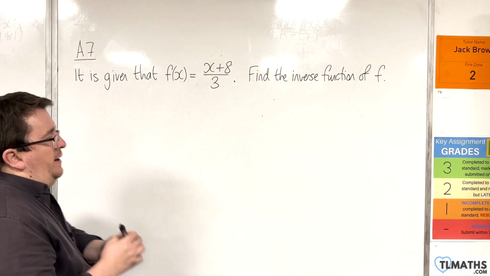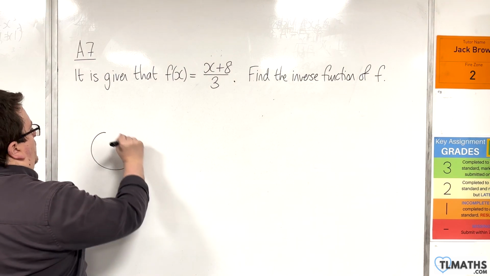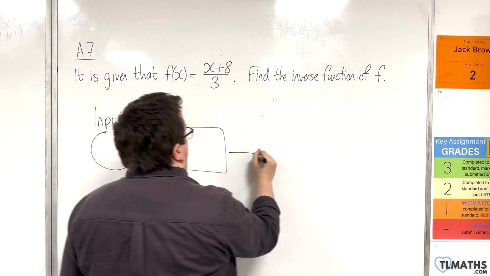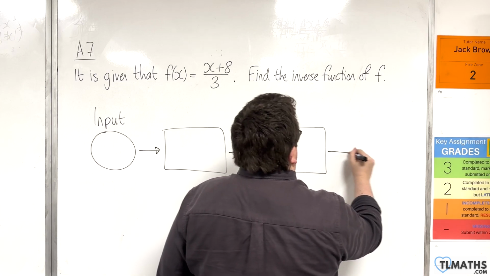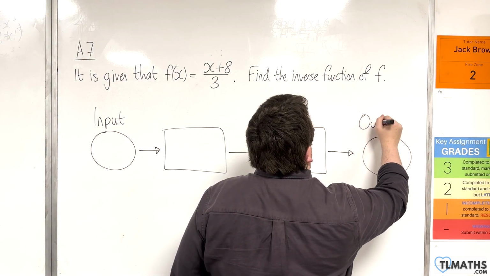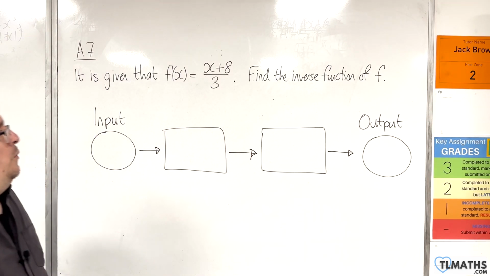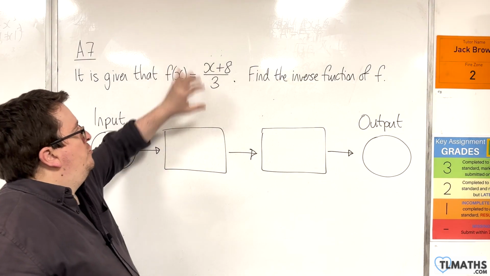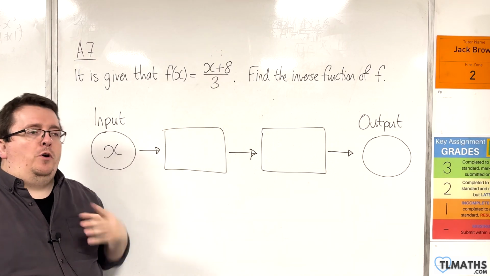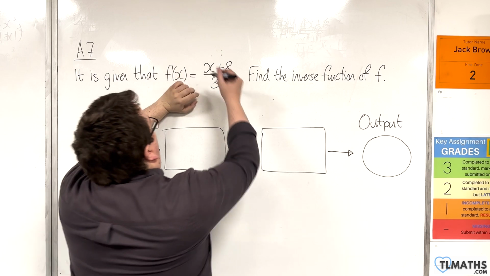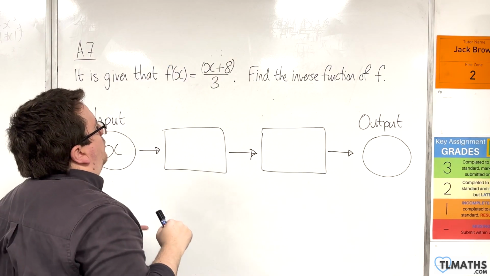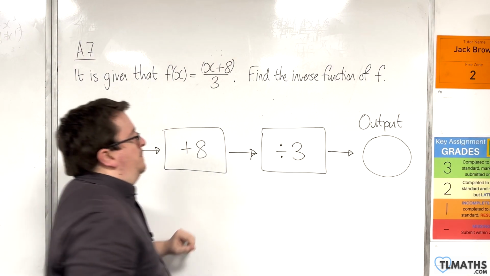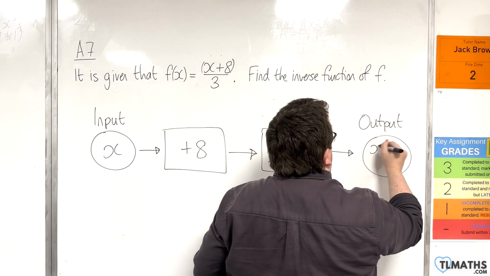Okay, so I want to return you to function machines again. We had the input, and we're going to have two operations, and then we're going to have our output. Think about the order in which we're doing things here. At some point we're adding 8, some point we're dividing by 3. Remember, we do what's in the bracket first, and there's a sneaky bracket around the x plus 8. So we've got to add 8 first, and then divide by 3. And that gets us the x plus 8 over 3.